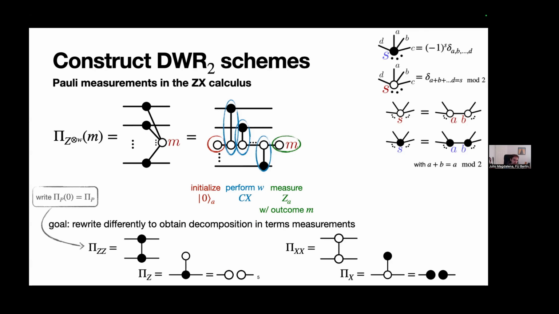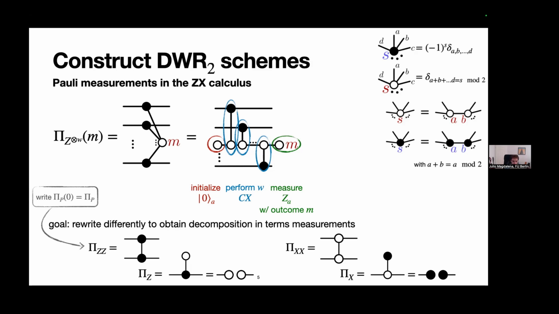Now, the goal for us will be to rewrite this diagram differently to obtain a decomposition in terms of only weight 1 and weight 2 measurements. I will do this by post-selecting onto a fixed measurement outcome, and then later calculate what happens for different post-selections. This can be done very nicely in a graphical way as well. It's not so much of a problem for Pauli measurements.